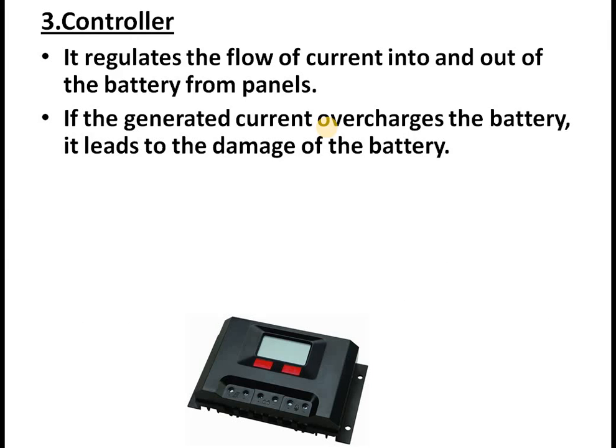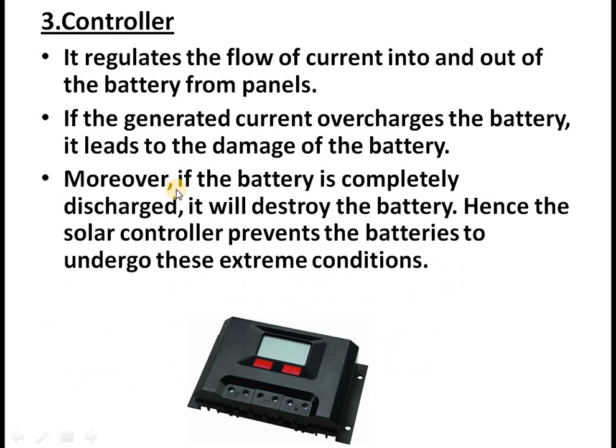So for this purpose, a controller is connected. If the current generated overcharges the battery, that may lead to damaging of the battery. So that must be prevented. Okay. So it acts like a cut-off device. Cut-off means switching off. When battery is full, it will switch off. Similarly, if the battery is completely discharged, it will destroy the battery. Hence, a solar controller prevents the battery from undergoing these extreme conditions, either overcharging or out of charge. Both conditions must be stopped. So that is the role of a controller.